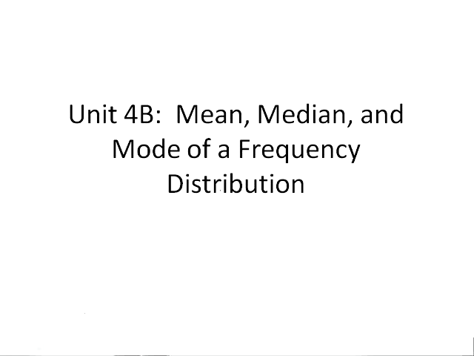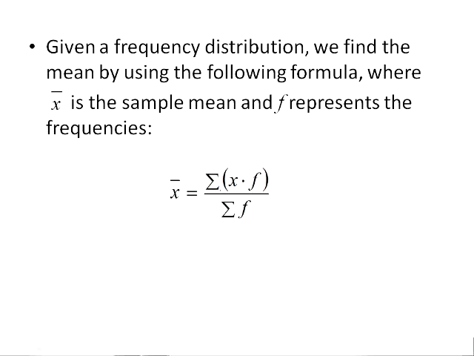The topic of this video is from Unit 4B on calculating the mean, the median, and the mode given a frequency distribution. Now, given a frequency distribution, we find the mean by using the following formula, where X bar represents the sample mean and F represents the frequencies.